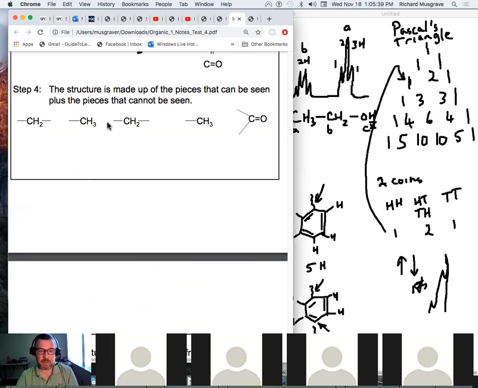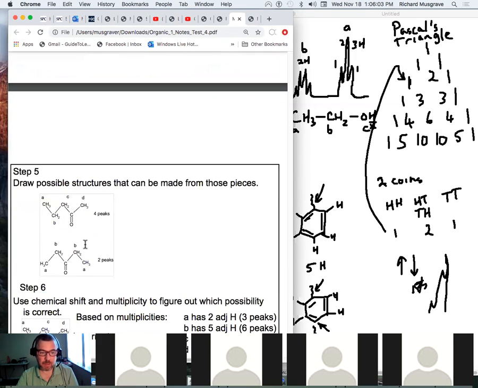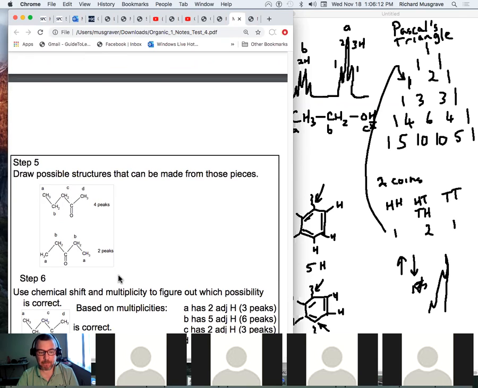Now, you can see here that I've got these lines. The way I figure that out is that I know that carbon has 4 bonds. So if it's a CH2, it's got 2 more opportunities to bond. A CH3 has 1 opportunity to bond, and the C double bond O has 2 opportunities to bond. When I put them all together, those are the only 2 ways that I can put them together. 4 peaks because there's 4 different kinds of hydrogen, 2 peaks because there's 2 different kinds of hydrogen.